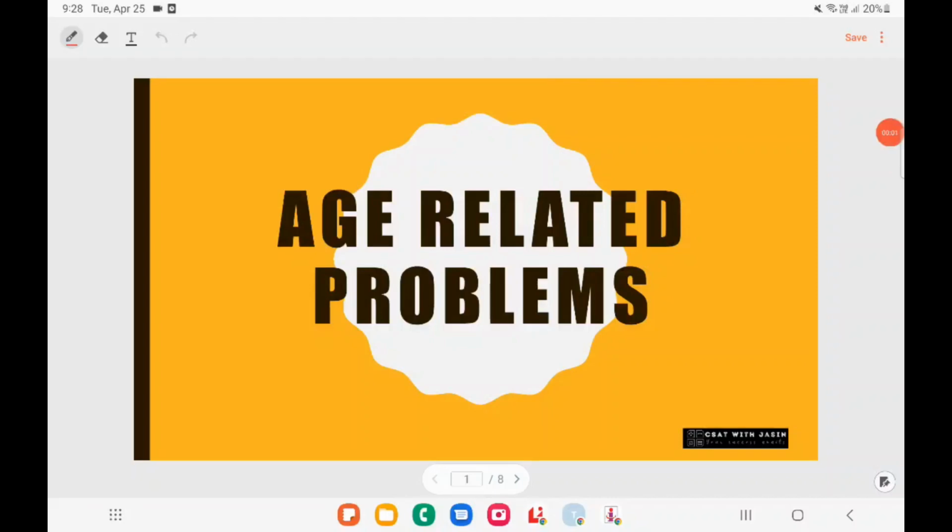Hey guys, today we will be looking into age related problems. When it comes to the UPSC exam, you can expect one question from this topic, and there are actually two different approaches to solve age related problems. I'll be explaining these two methods.